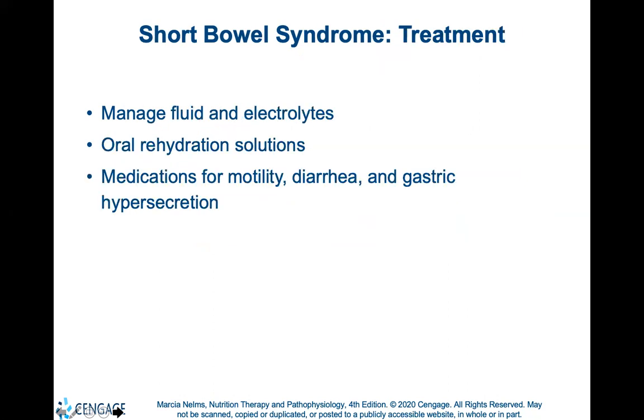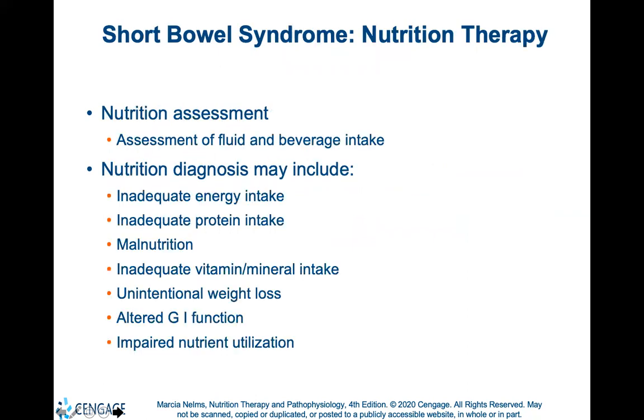So, treatment: manage fluid and electrolytes, or rehydration solution, and medication for motility, diarrhea, and gastric hypersecretion. Nutrition therapy for short bowel syndrome: assessment of fluid and electrolytes. In the nutrition assessment, you want to assess fluid and beverage intake. Some nutrition diagnoses may include inadequate energy intake, inadequate protein intake, malnutrition, inadequate vitamin and mineral intake, unintentional weight loss, altered GI function, and impaired nutrient utilization.